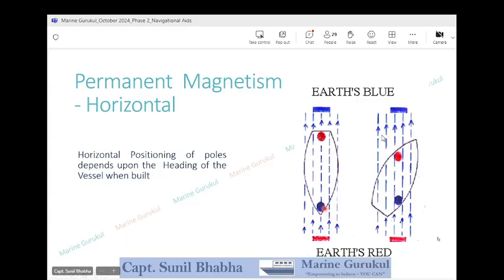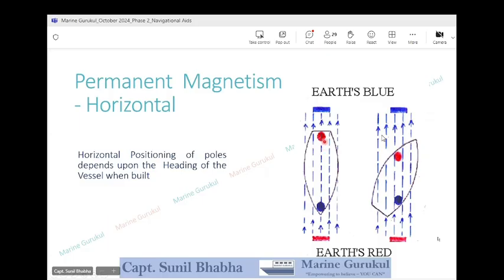Why is the bow blue in this case? Because wherever the magnetic field lines enter, that is the blue pole. And why is the stern red in this case? The stern is red because wherever the lines of force come out, that is the red pole of the magnet. So with the lines of force entering into the bow, it gets a blue polarity. And with the lines of force coming out of the stern, it gets a red polarity.